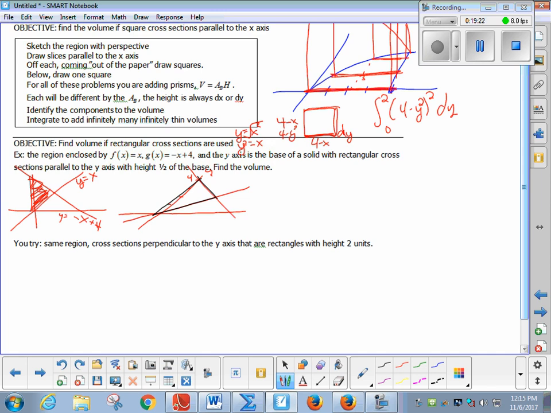So now it says rectangular cross-sections parallel to the y-axis. So the first thing I'm going to do is draw parallels to the y-axis. Here's the y-axis. Draw 1 or 2 or 3. Those are parallel to the y-axis. Each of these is a rectangle with height half the base. So on this first one, if the base is this long, then the height would be half that much. Then this one, the height would be only half as much as that segment. And then half as much again, we're starting to get smaller and smaller, and so it should come down to a point.